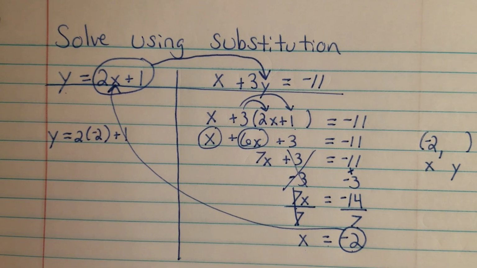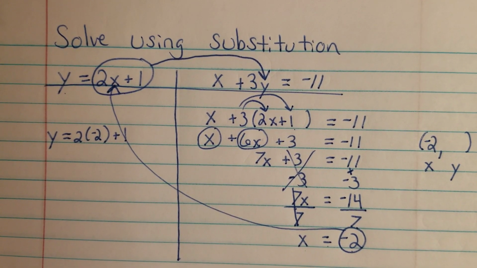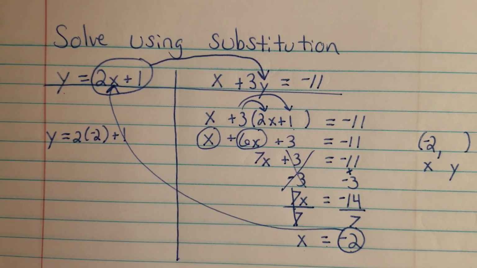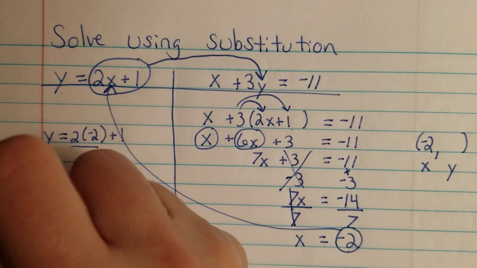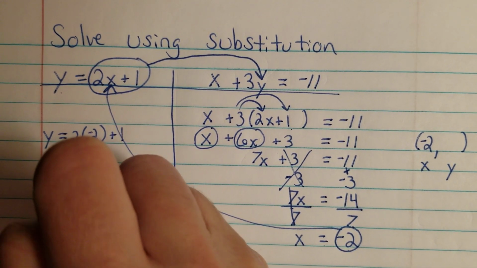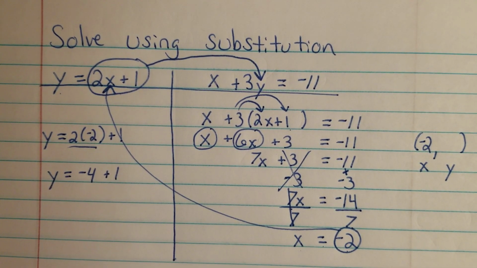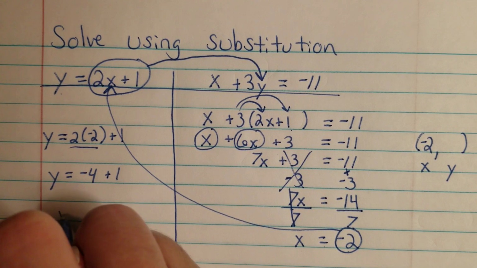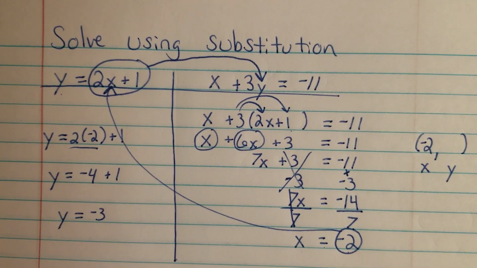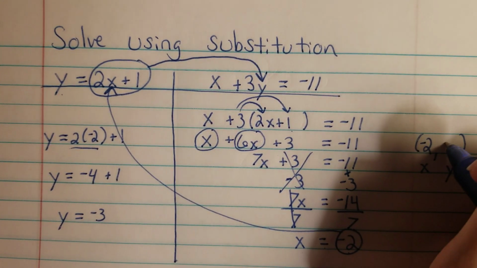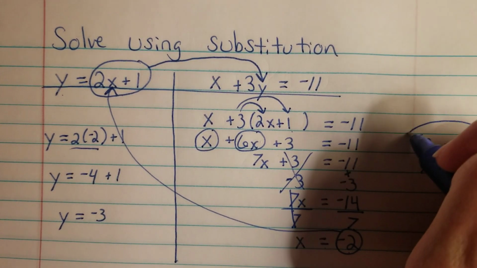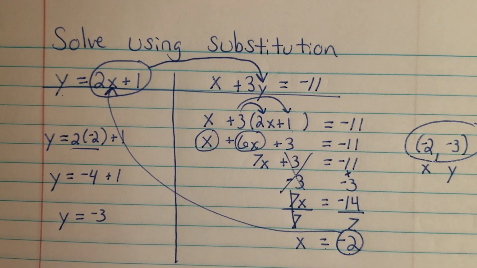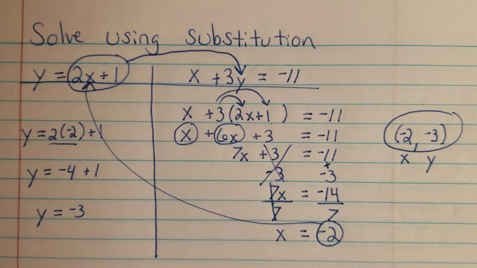This side's a little bit easier. You're not really solving an equation, you're simplifying an expression, because 2 times negative 2 gives you negative 4. Negative 4 plus 1 gives you negative 3. So y equals negative 3. So my solution to this system is negative 2, negative 3. That's the solution of this system.